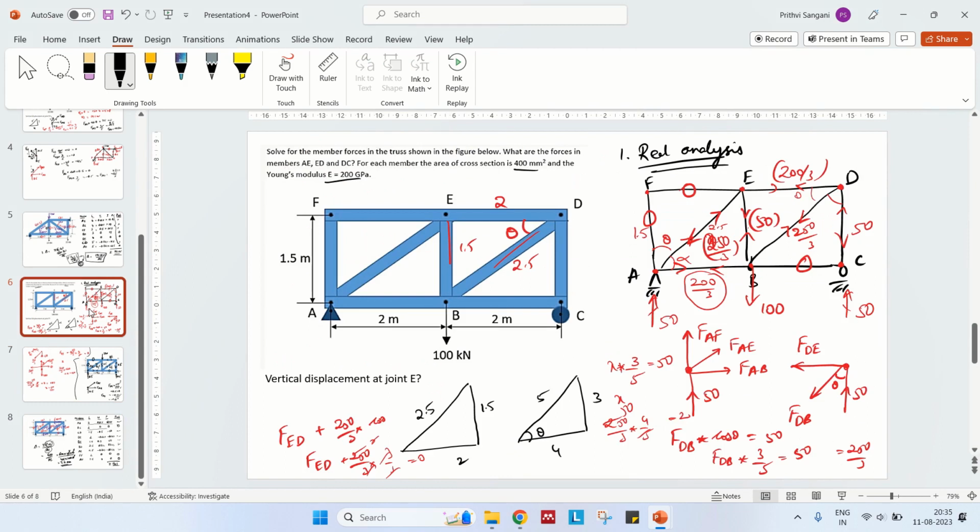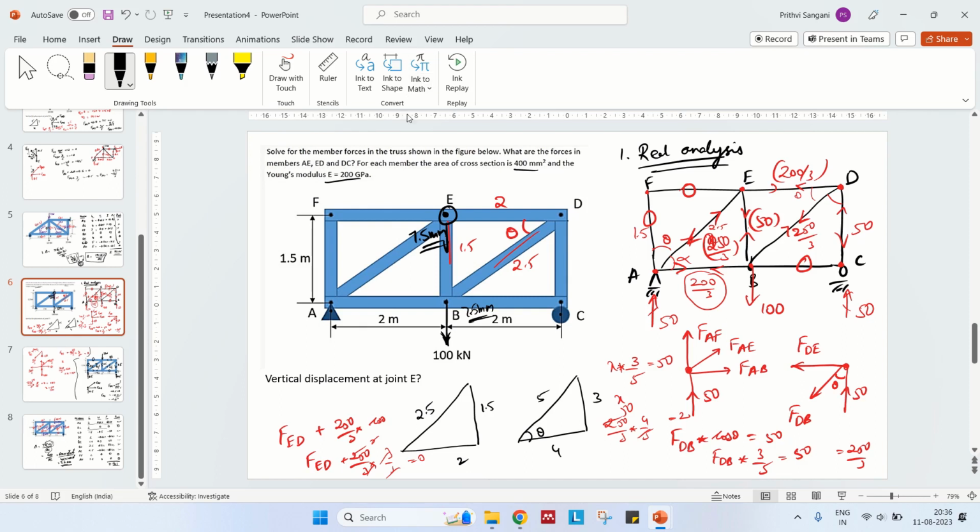Our final result is that at this point E, we have a displacement of 7.5 mm. If you want to find out what the displacement is at this point, this is again 7.5. This will be found as 7.5.